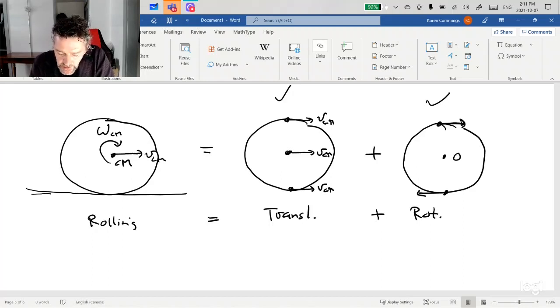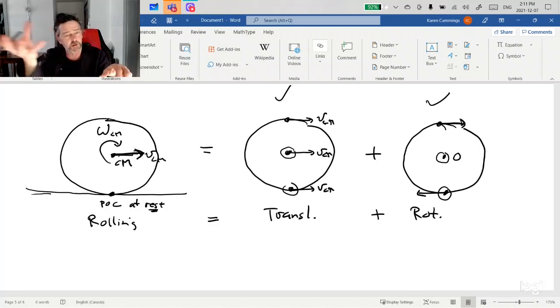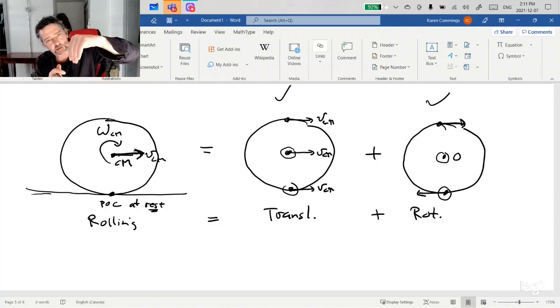In this situation, first of all, for this center point, take VCM plus 0. We get VCM. Excellent. Let's look at this bottom point. In this original picture, this is the point of contact, and that point of contact is at rest. It's not moving. Whenever anything is rolling on the ground, the point of the object that momentarily comes into contact with the ground is not sliding relative to the ground. So the motion is 0. So the point of contact is at rest.